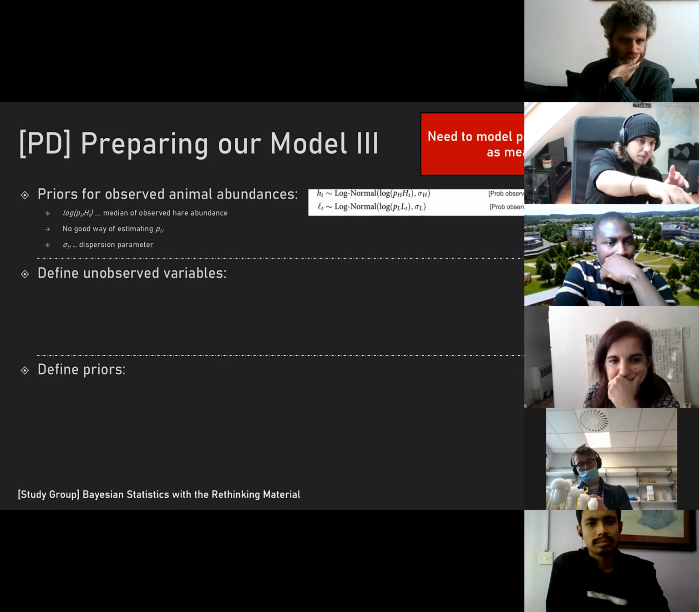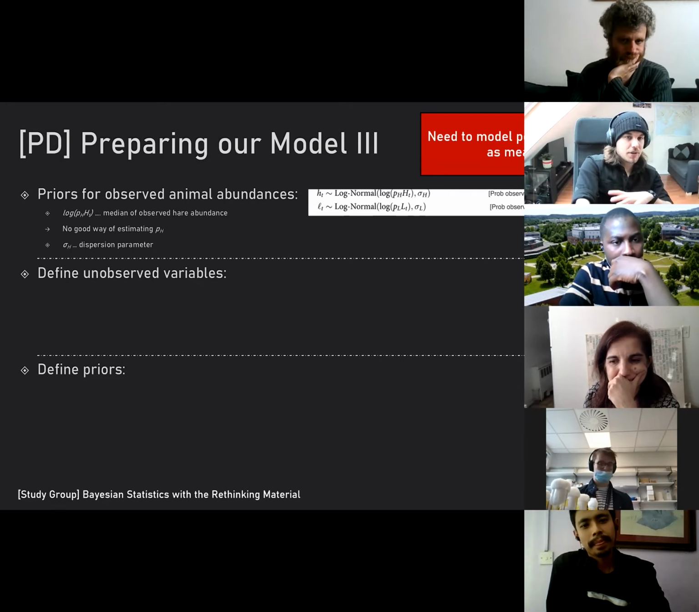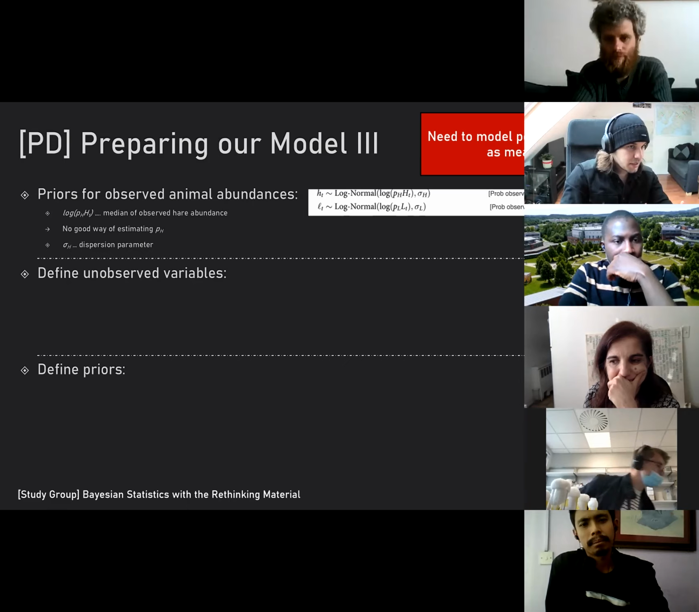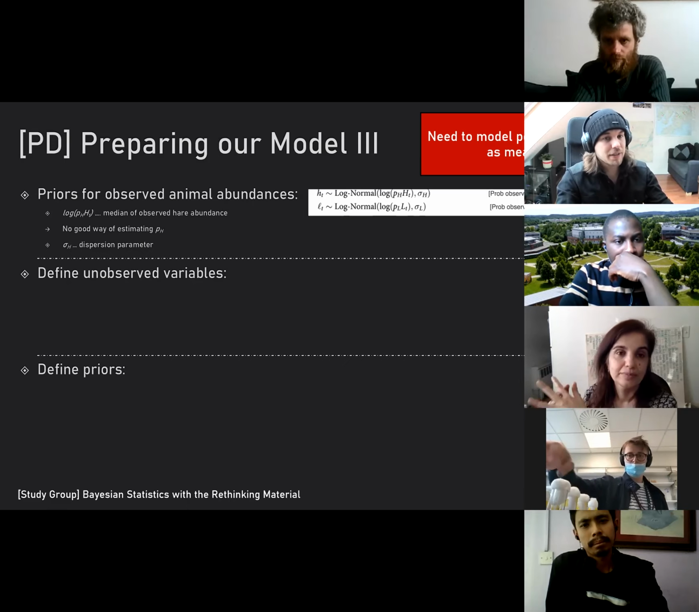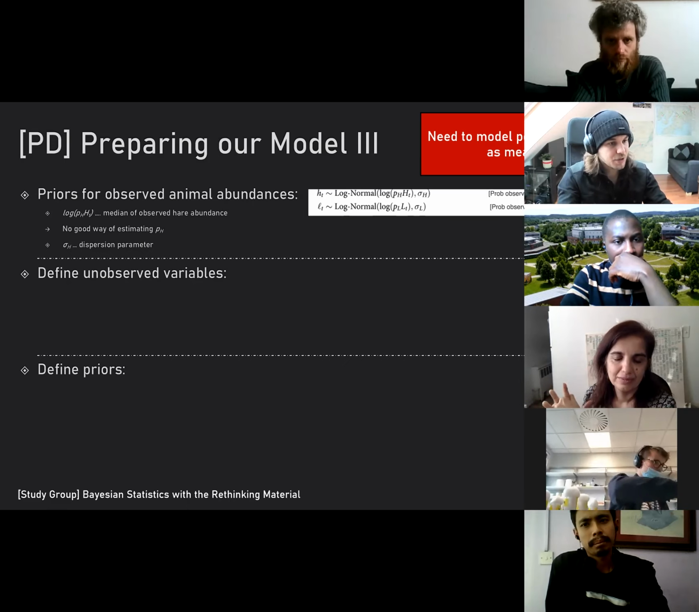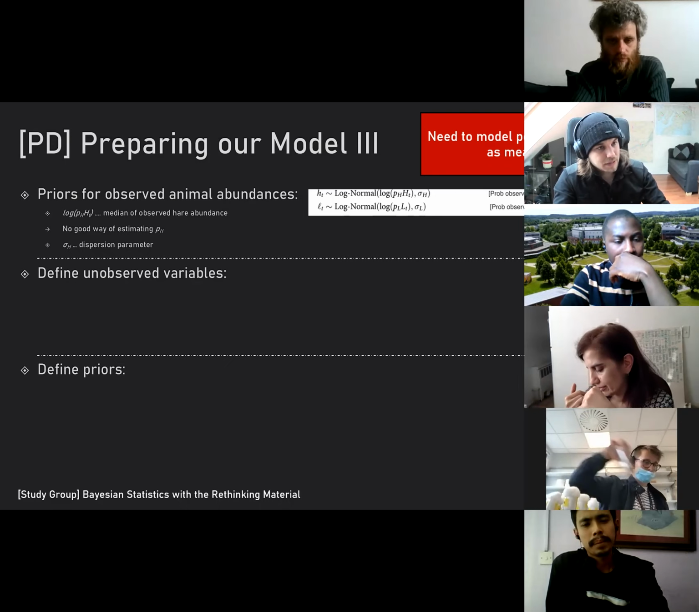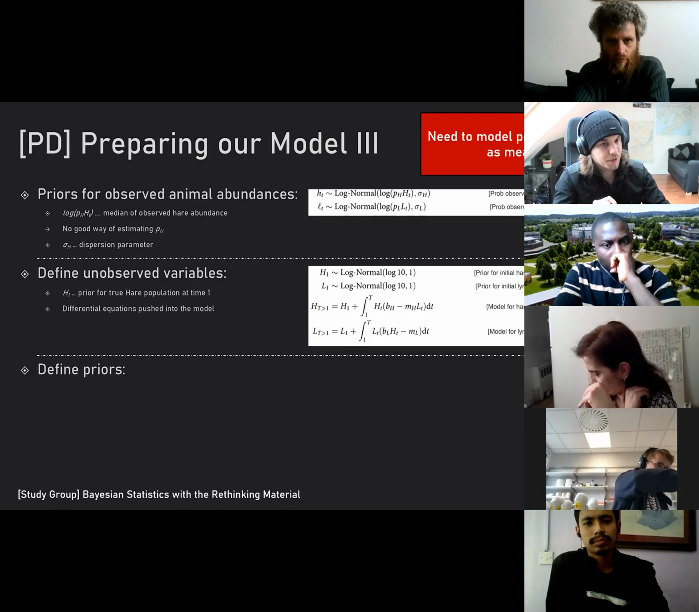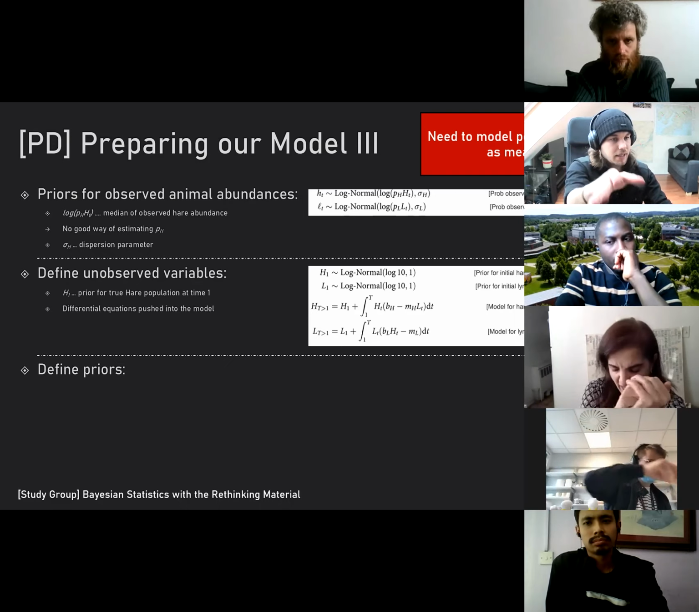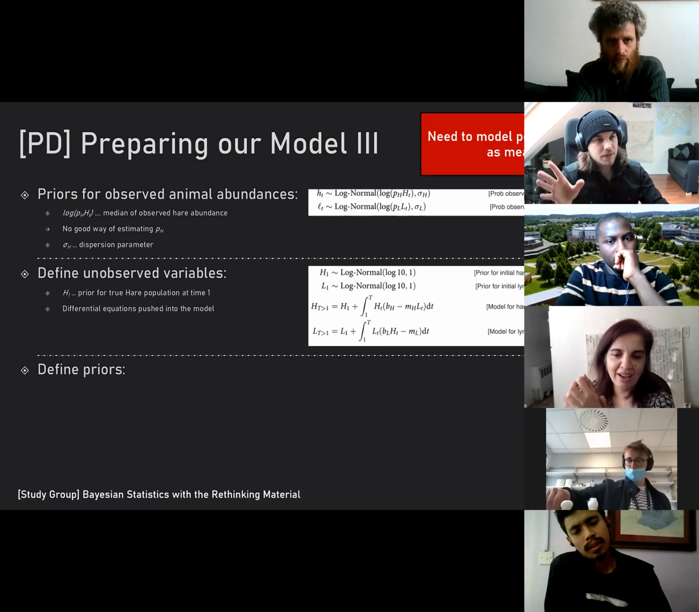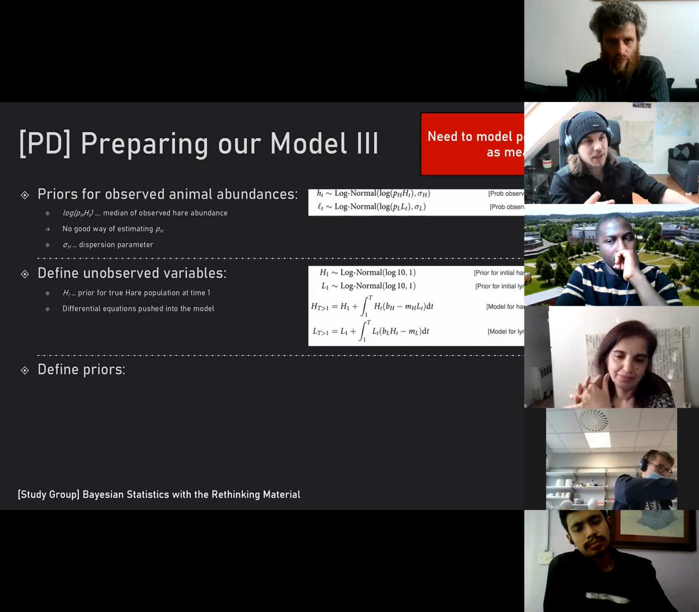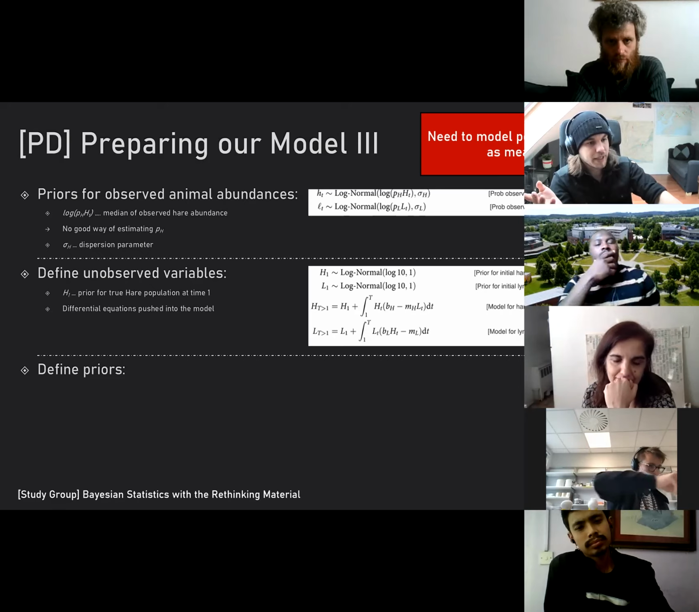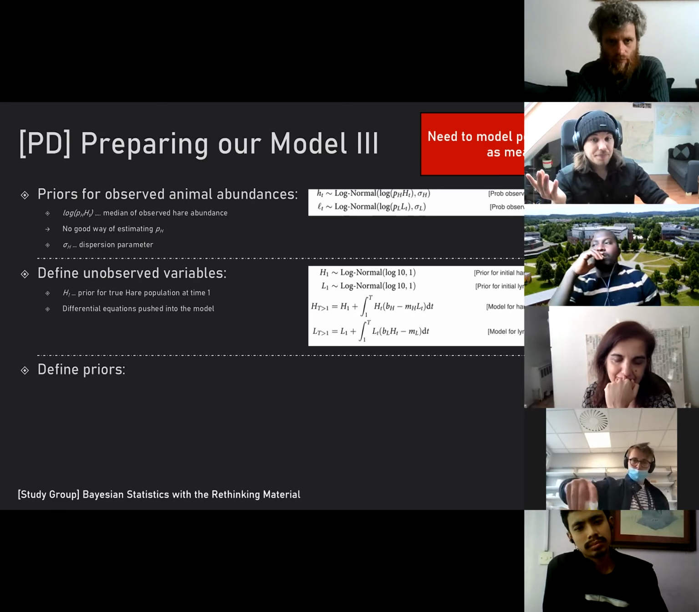Here, log p H_T is just the median of the observed hare abundance. And unfortunately, we don't have any good way of estimating that pH parameter. However, we can at least define a few things for our unobserved variables. Again, the explanations on the left-hand side just talk about the hares instead of the lynx as well, because let's not make this more complicated than it already is.